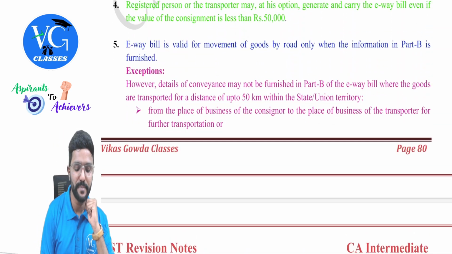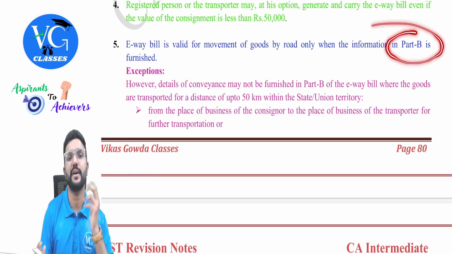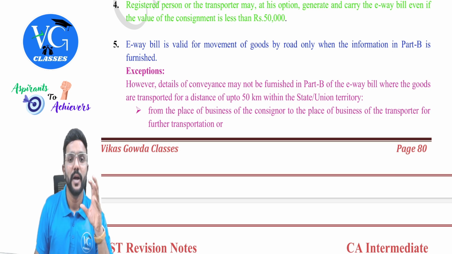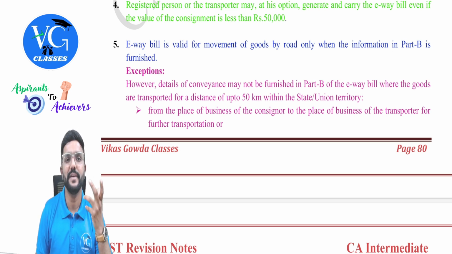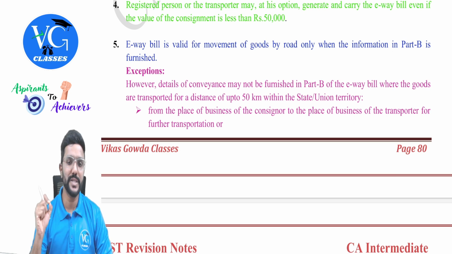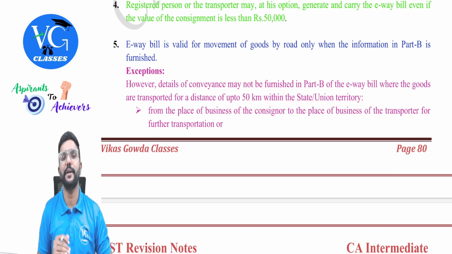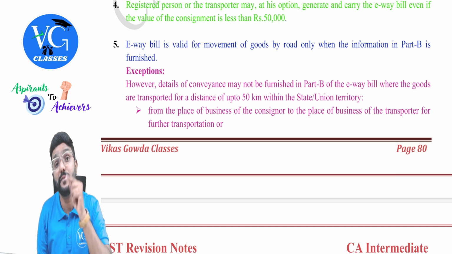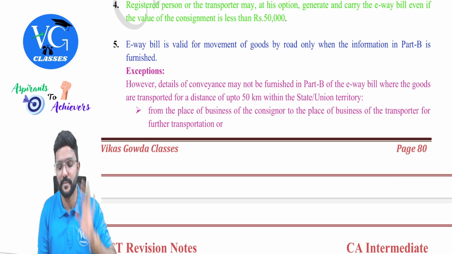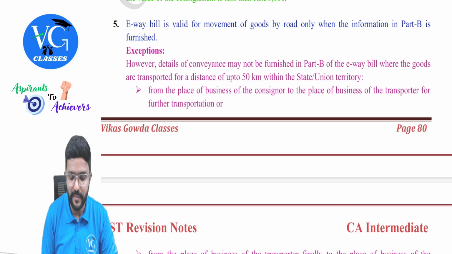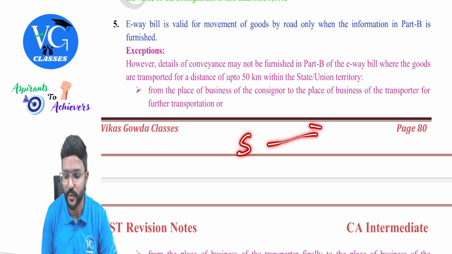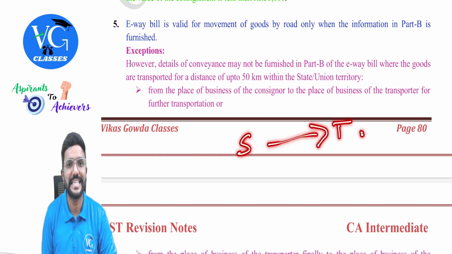Yes, sir. But exceptions: in the following cases, Part B details are not required. When is it, sir? Details of conveyance, conveyance meaning vehicle, may not be furnished in Part B of the e-way bill where the goods are transported for a distance of up to 50 km within the state or union territory. From where to where, sir? Guys, simple, listen here. Within 50 km within the same state. From consignor's place, that is supplier's place, to the transporter's place. If the distance is within 50 km and within the same state, then Part B details are not mandatory.